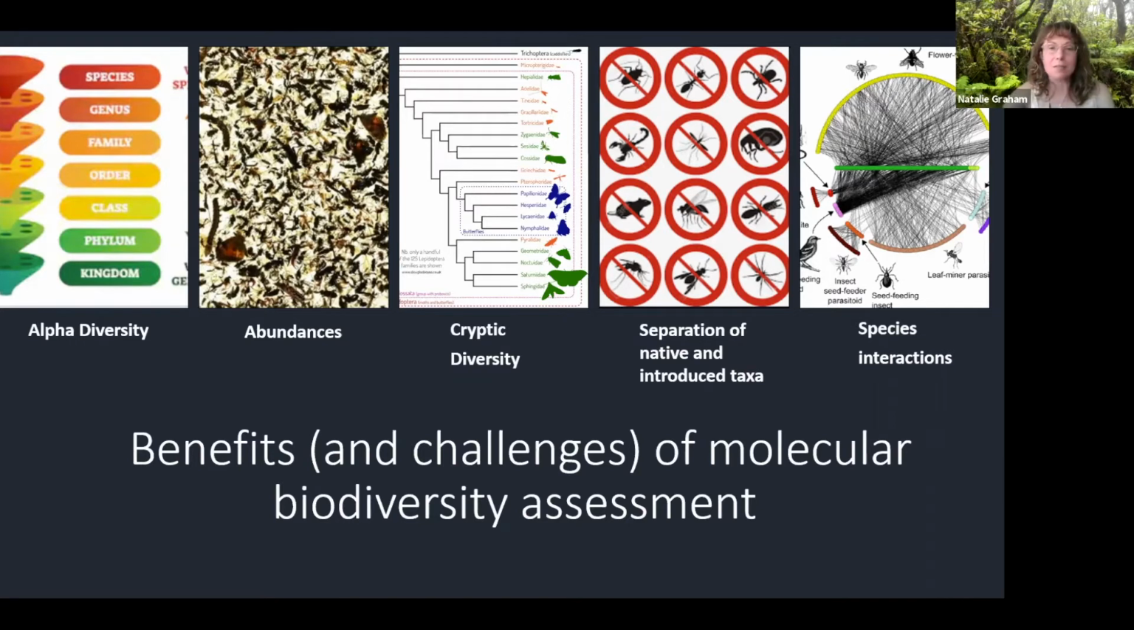We absolutely need to be able to separate out native and introduced taxa. How do you do that if you're not holding a pinned specimen in your hand? And then also getting at species interactions. Typically you would observe a species interacting in nature for a while, and that can be time consuming. So how might we get at that with molecular biodiversity assessment?